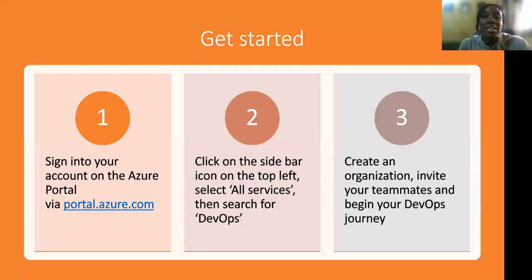So how can you get started using Azure as your cloud service provider? You have to sign into the Azure portal via portal.azure.com. You click on the sidebar icon on the left and select all services and then search for DevOps. You create an organization, invite your teammates, and begin your DevOps journey.